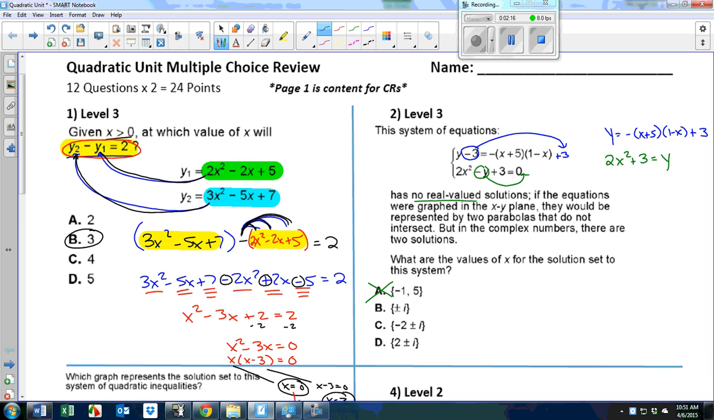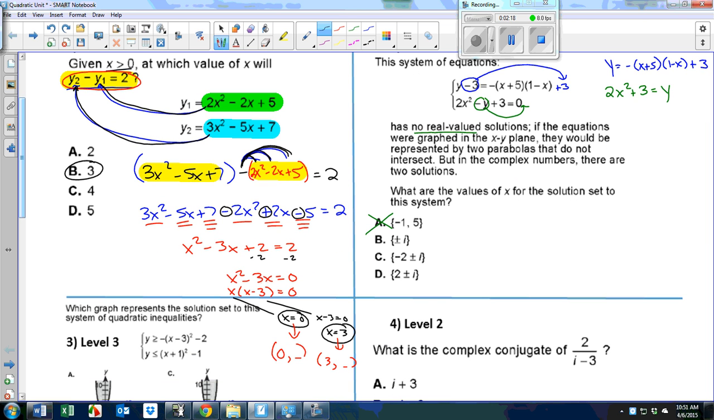+2, -5. Then I combined like terms, the 3x squared and the -2x squared, and got x squared. Combined the -5x and the +2x and got -3x. And then combined the +7 and the -5 to get +2. Solving any quadratic, it has to equal 0, so that's why I subtracted 2 from both sides and got x squared minus 3x.